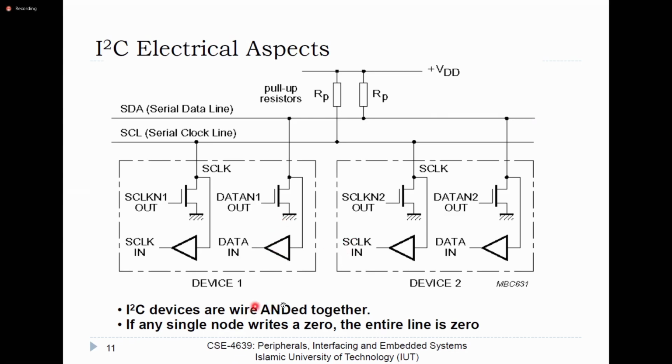And the logic of this bus is that it follows the wired-AND technology or wired-AND logic. That means if any node sends a zero signal, a logic low signal, the whole bus will be in the dominant state. If any node sends the signal, the status of the bus will be in the dominant state. That means either the master is sending or the master is receiving.